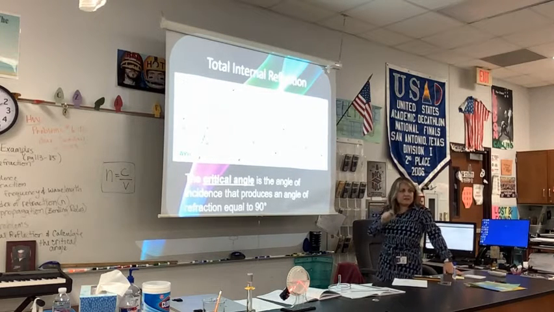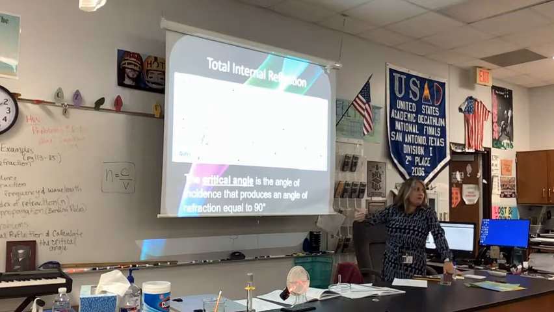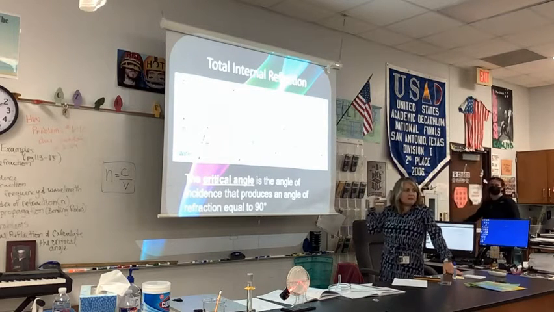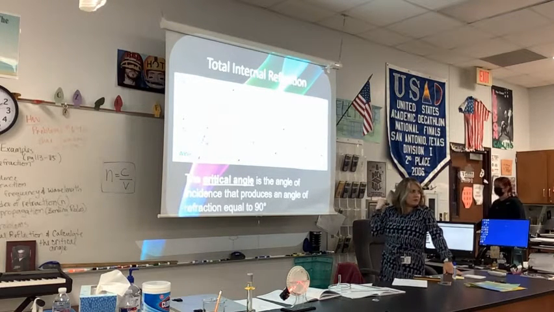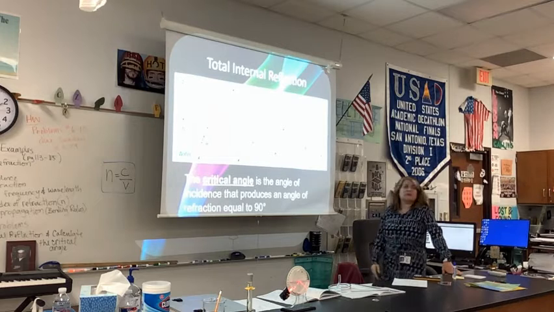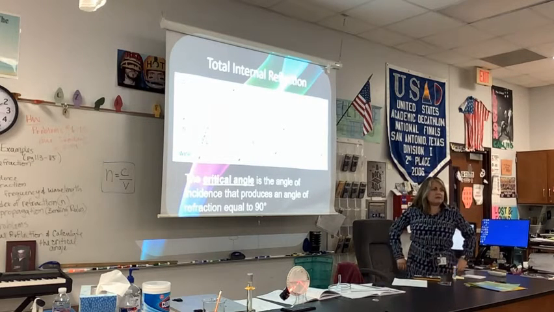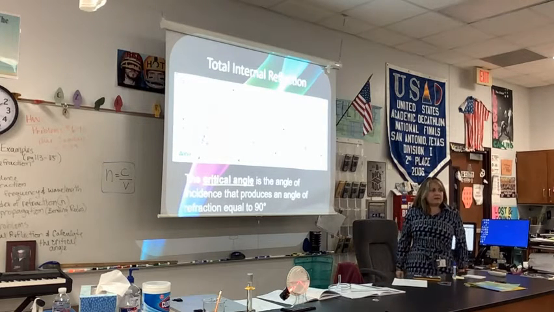Any angles of incidence greater than the critical angle, then we'll see total internal reflection. So the result is total internal reflection if the angle of incidence is greater than the critical angle.